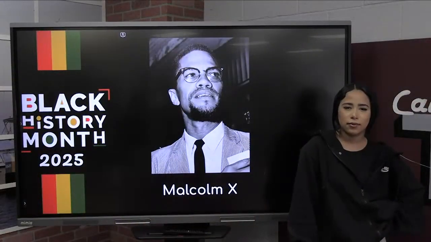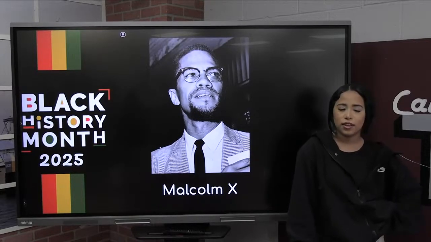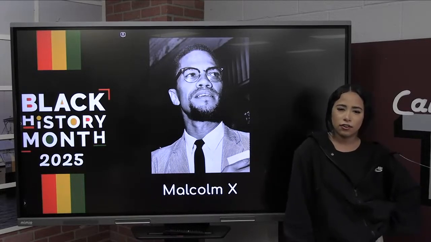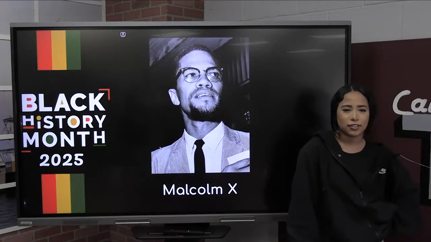It is now time to see who we are honoring today for Black History Month. In continuing of Black History Month, today we are celebrating Malcolm X. He was a civil rights leader who advocated for Black empowerment and self-defense. He converted to Islam and was assassinated in 1965. Now that's all, back to the studio.